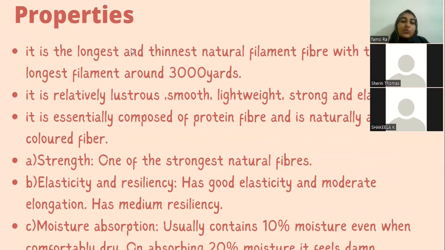Now, about its strength, it is one of the strongest natural fibers. It has good elasticity, moderate elongation, and medium resiliency. What is resiliency? Coming back to the same shape. We had discussed that in the earlier class. So resiliency is medium. As for moisture absorbency, it usually contains 10% moisture even when comfortably dry. On absorbing 20% moisture, it becomes damp. So the moisture absorbency is not as good as cotton, but it is fairly good.